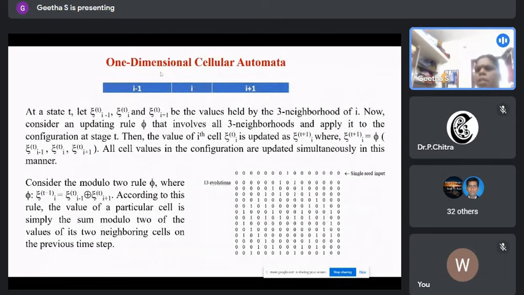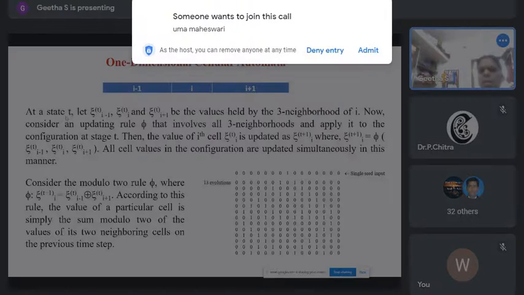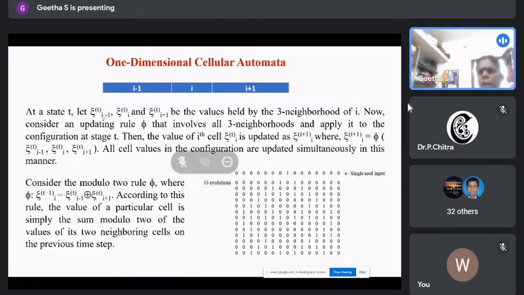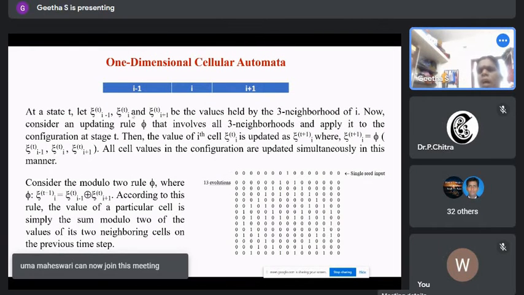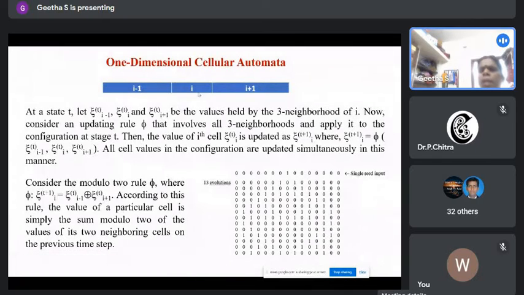So, how does one-dimensional cellular automata work? At the time t, we have ψ_t(i−1), ψ_t(i) and ψ_t(i+1). So we have to use the three-neighborhood of i. If you want to change it, we have to apply the updating rule.